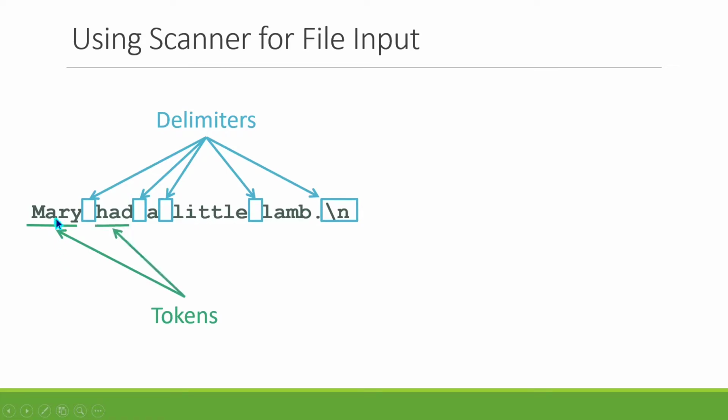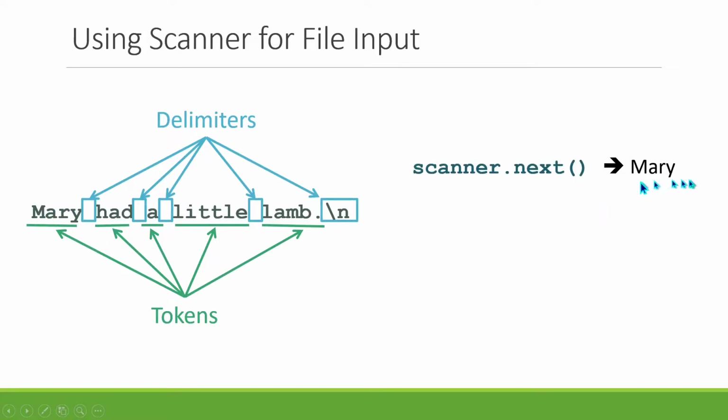So for example, Mary is a token, had is a token, a is a token, little is a token, and lamb, including the period at the end, is a token as well. So this particular string, wherever it happens to be, has 5 tokens: 1, 2, 3, 4, 5. So if I was to invoke the scanner's next method on this string, it would return the value Mary because that's the first token.